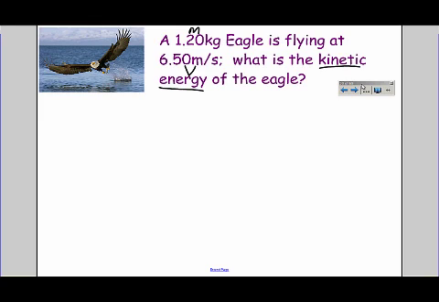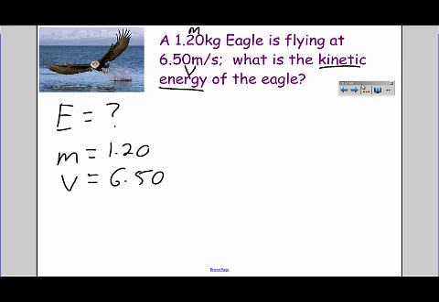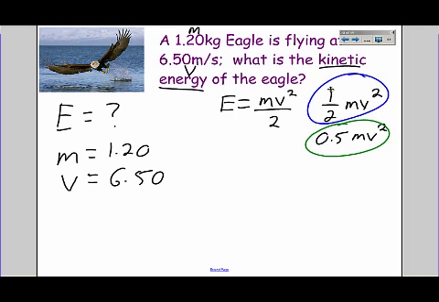So we write down what we have. Our energy is what we don't know. We know our mass, and we know our velocity. So if we write down our equation, mass times velocity squared divided by 2. Now remember that you can use any of these following formulas to answer this question because they're all the same, but use the one that makes the most sense to you. Now I'm going to use the one that I have here. If you want to use a different one that makes more sense for you, absolutely fine.